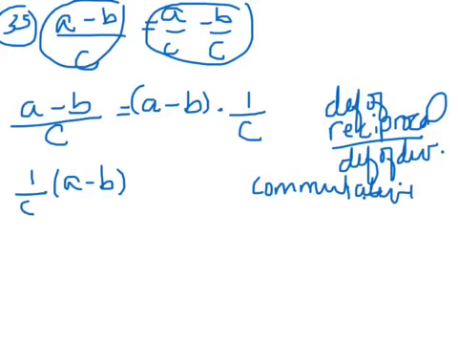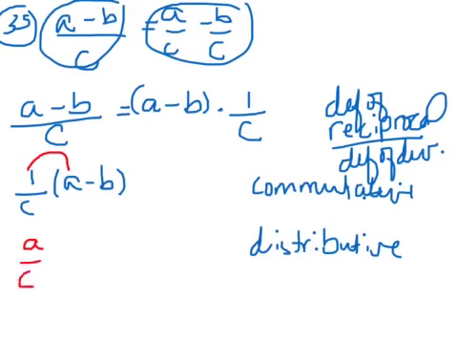It starts with a D. There you go, distributive property. The distributive property says if I have a number sitting out in front of parentheses, I can multiply that out, can't I? I can say 1 over C times A. Wouldn't that be A over C?